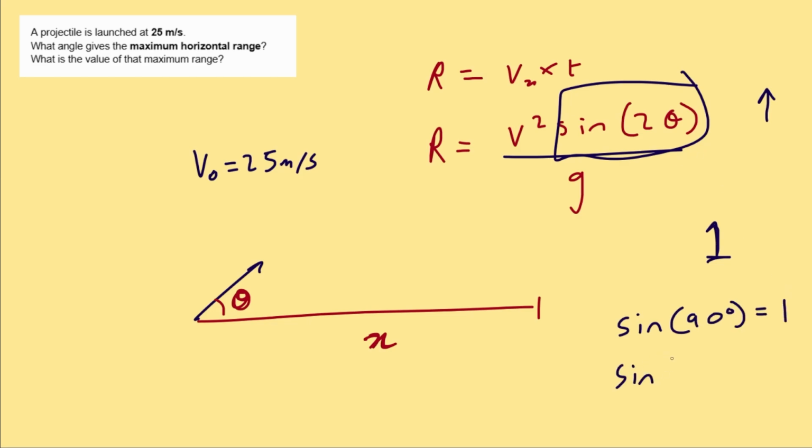So that means sine 2 multiplied by whatever our angle is, which is 45 degrees, would be equal to 1. Which means that for the maximum horizontal range, the angle that we should launch our thing at is 45 degrees. Because that's what the formula tells us.